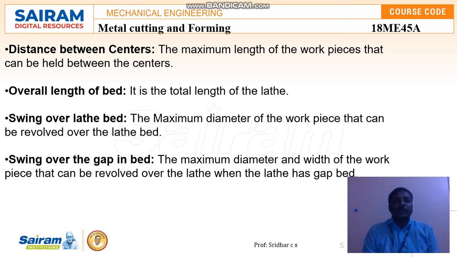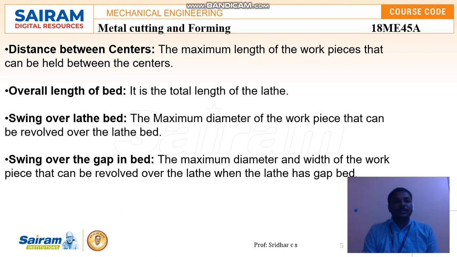The next one is the swing over the gap in the bed. This is the maximum diameter and width of the workpiece that can be revolved over the lathe when the lathe has a gap bed. Some gap will be maintained there. So these are some of the major specifications.